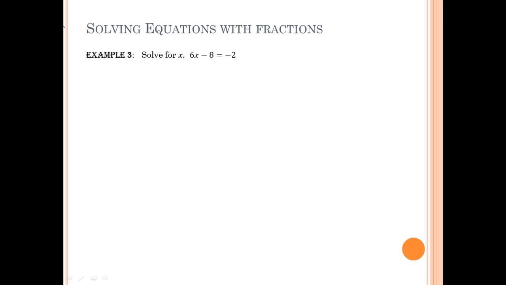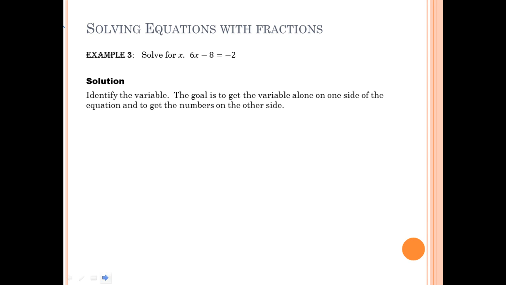So let's do another example. We want to solve the equation 6x minus 8 equals negative 2 for x. So first, we identify the variable. Our goal is to get the variable alone on one side of the equation and to get the numbers on the other side. By looking at this equation, the variable x is on the left side, so to solve this, we want to get x on the left side by itself and the numbers on the right side.